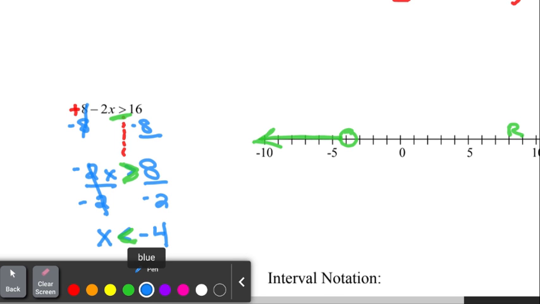So when I do my interval notation down here, we start with a negative infinity, remember, because it's going to the left. So round, negative infinity, and then our rightmost number is -4. And that's going to be rounded because that dot's not colored in either.